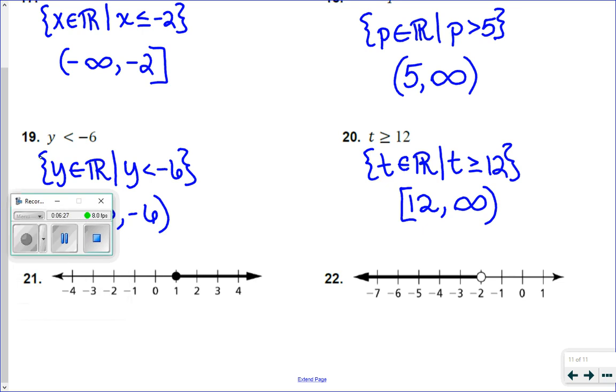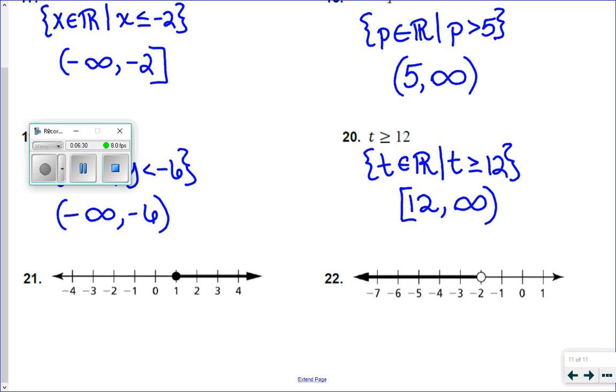So I'm going to move this up here. It lets me. There it goes. Trying to get it out of the way.